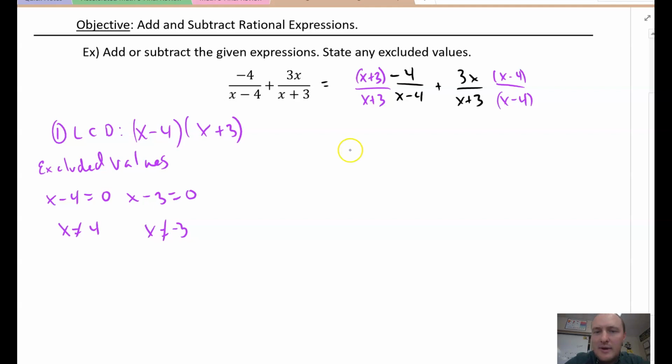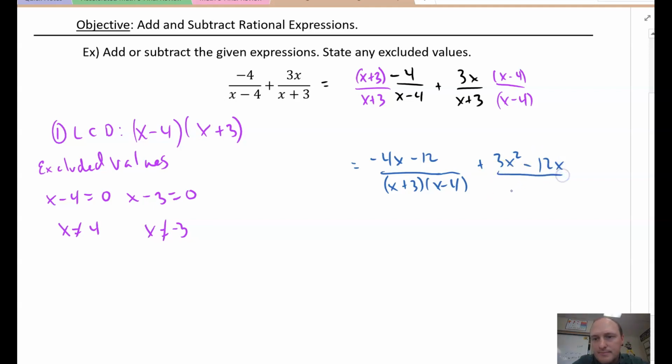Okay, so after we multiply these in, we get -4x minus 12 over x plus 3, x minus 4, plus 3x squared minus 12x over our same denominator, x plus 3, x minus 4. Okay, so I have a common denominator now. Well, now that I have a common denominator, I can go ahead and add these together.